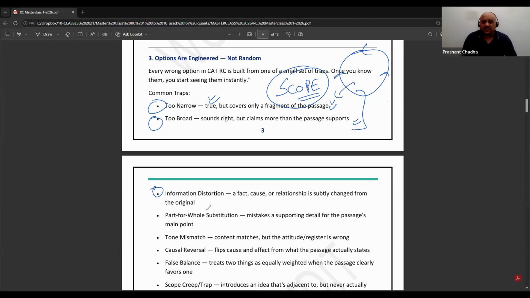Then one of the biggest problematic answer choices is where you pick something, a fact, cause, or relationship, from the passage itself, but you distort it, right? You introduce an error into it. Now, this error and the next one, part for whole substitution, where you mistake a supporting detail for the passage's main point, right? These two are very, very tricky ones, right? Because they deceive you in one very clever way.